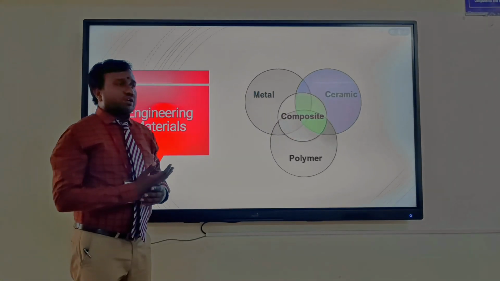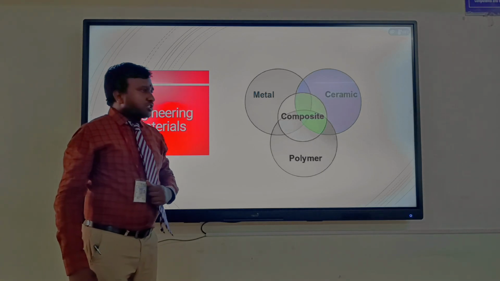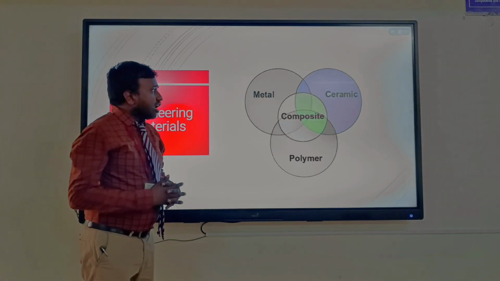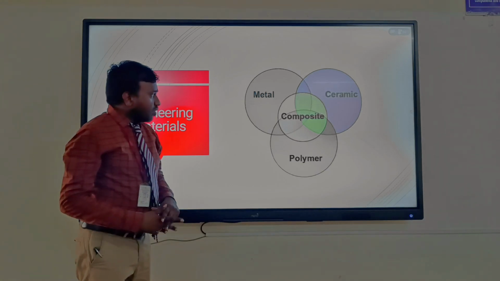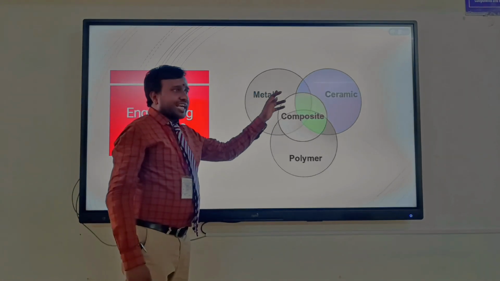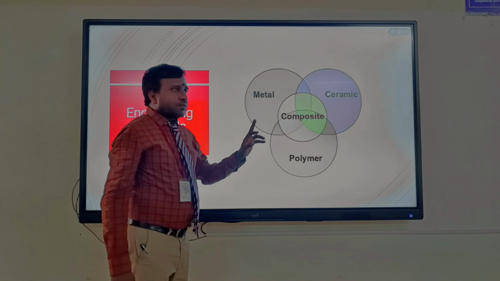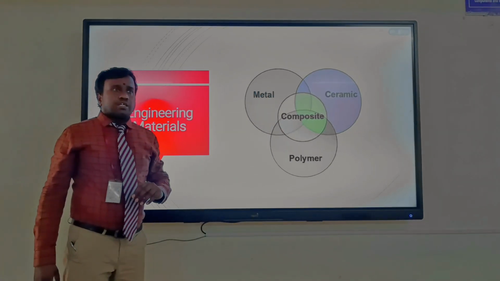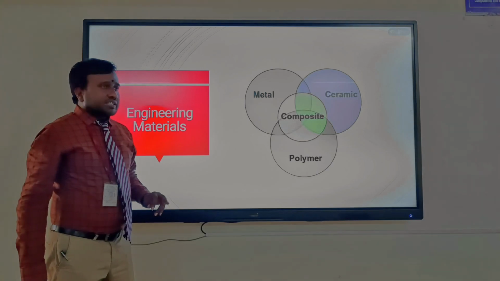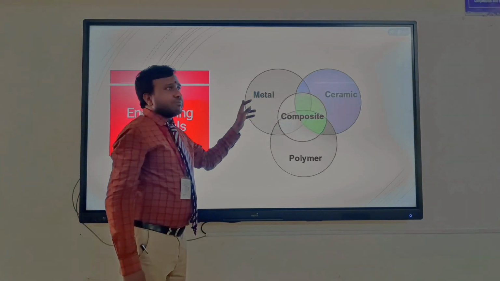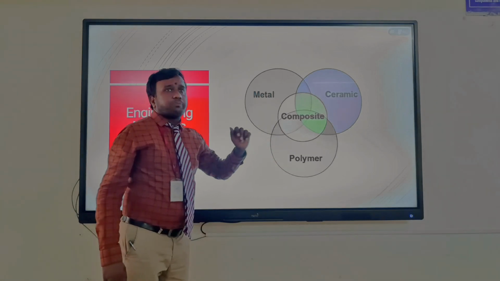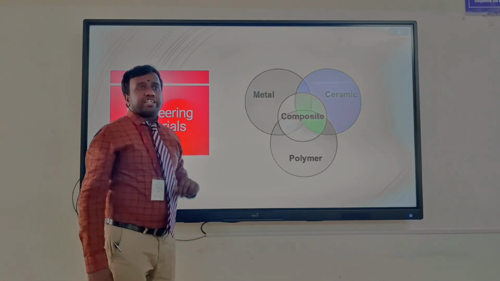And finally, there is one term called composite. A composite is nothing but a combination of two different materials in order to improve their properties. From this Venn diagram, we can see what a composite is and what the different types of composites are. Basically, there are three types. One is metal matrix composite, where the metal is the base element, and the reinforcement can be either ceramic particles or polymeric particles.